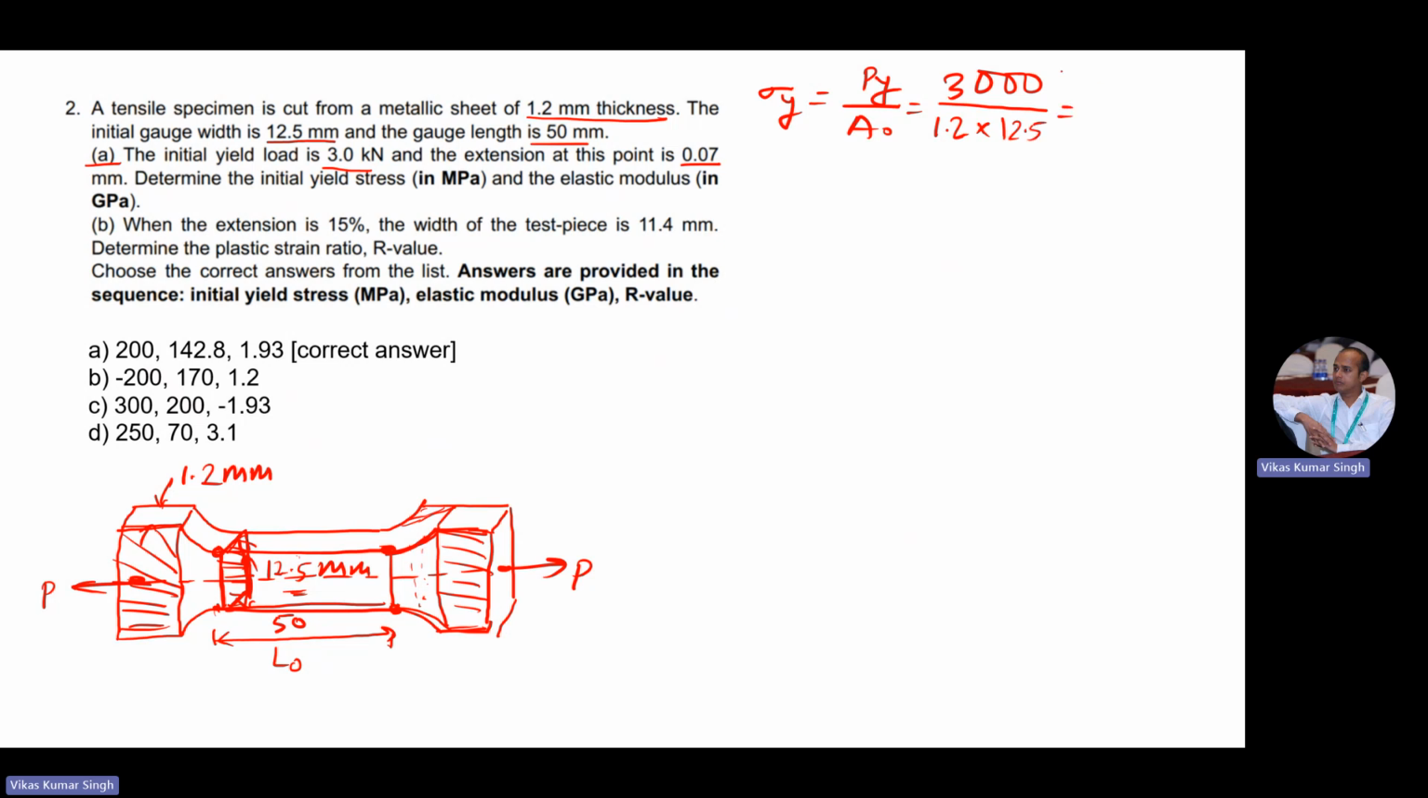So what will be the unit? This is the Newton, and this is mm square. So it's going to be megapascal. We can convert it into gigapascal just by dividing by 10 to the power 3. If you solve this, it is going to be 0.2 into 10 to the power 9.